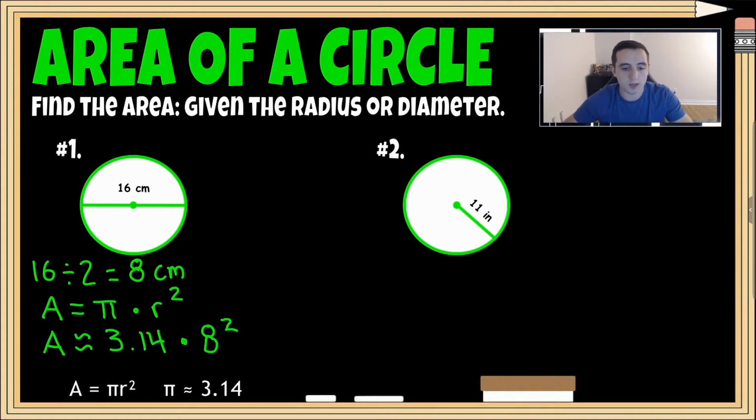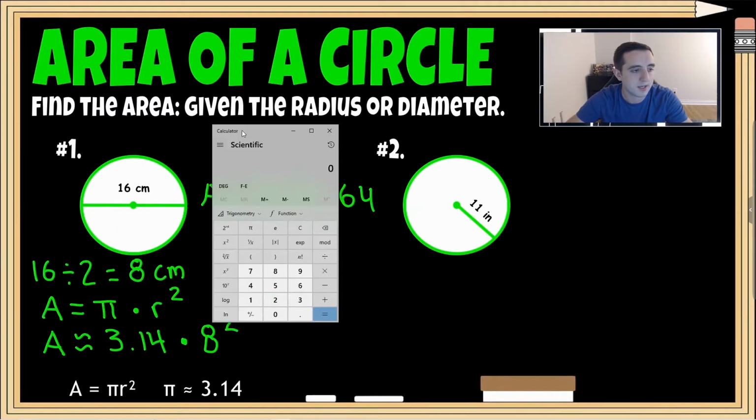Utilizing order of operations, check for parentheses first. We don't have any. Next is exponents. So we have 8 to the second power. This is not 8 times 2, a very common mistake, but rather 8 times 8, which is going to give us 64. So we have area is approximately 3.14 times 64. And now we just need to multiply those together.